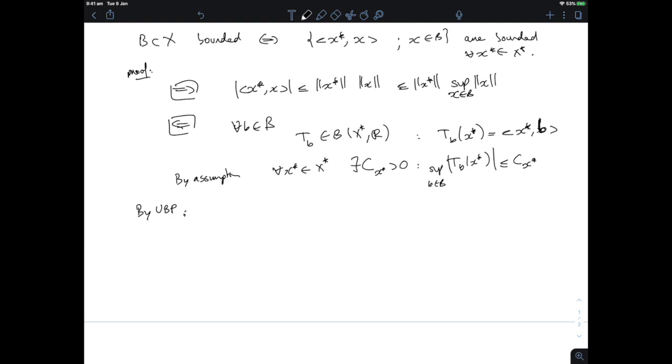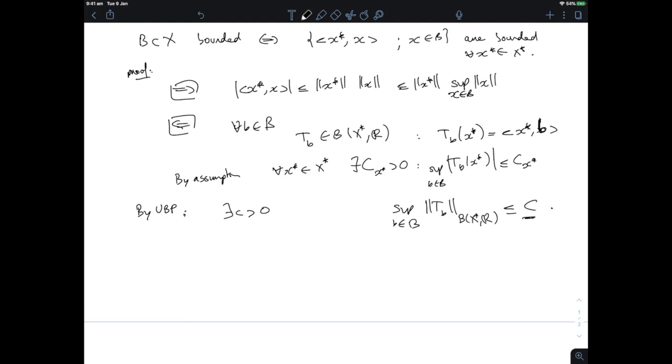So by uniform boundedness principle, what have we got? We've got that there exists a C that is common to all of the x stars, such that for all x star in X star, the supremum over b in B of the norm of Tb as a bounded linear map from X star to R, so as an element of the bidual, is smaller than C. Right? That's what the uniform boundedness principle is giving us.